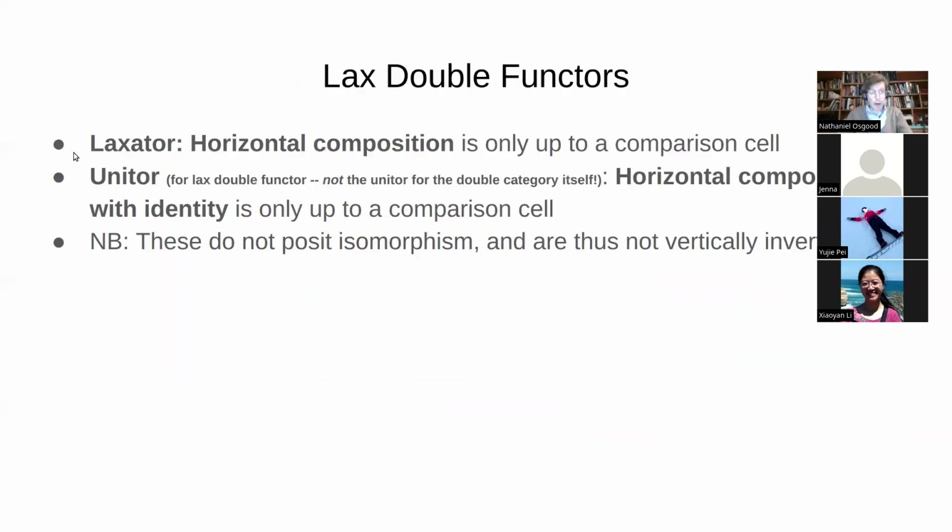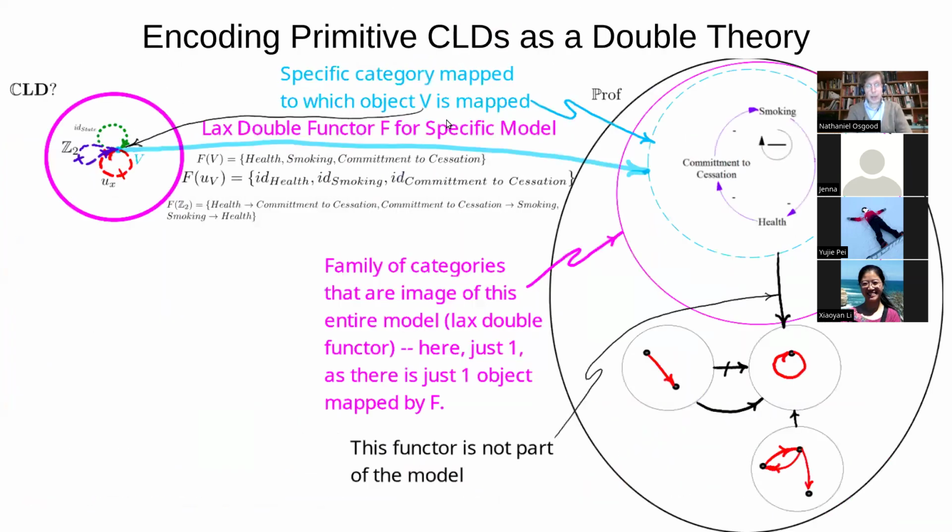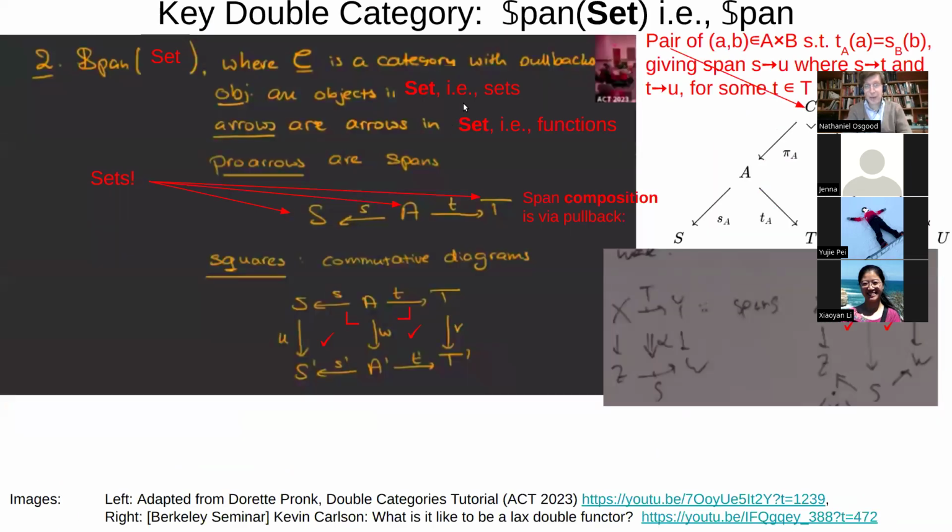that Lax double functors, I said it earlier, this is the most basic thing, map objects in D to objects in E. Like a functor, right? Reminds you of a functor. Maps pro arrows, that's an object of D1, to pro arrows in E1. That is true.